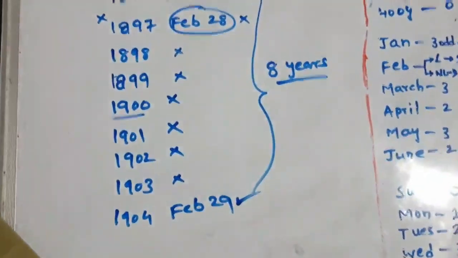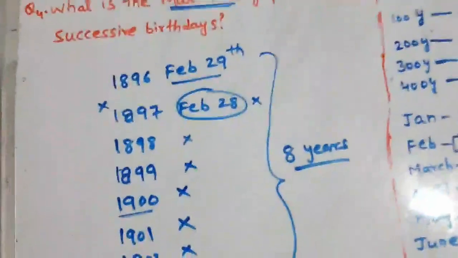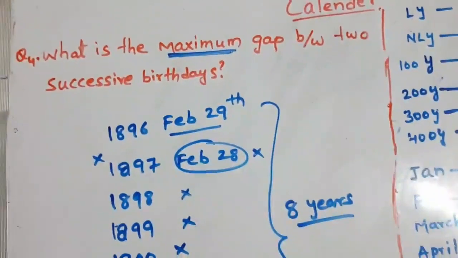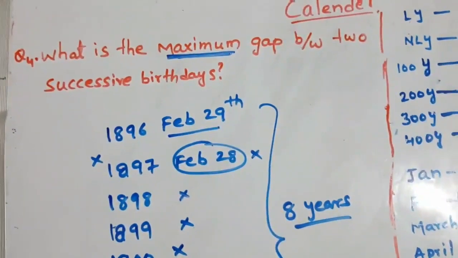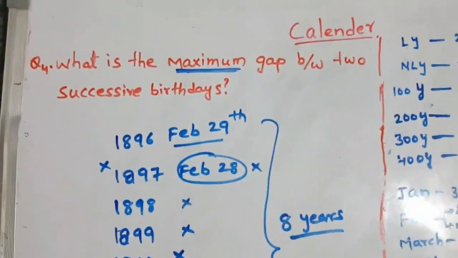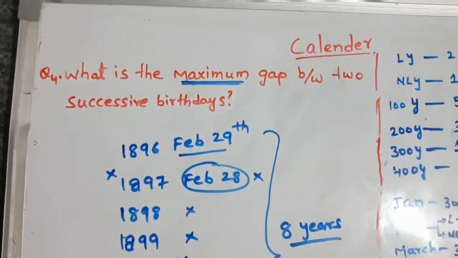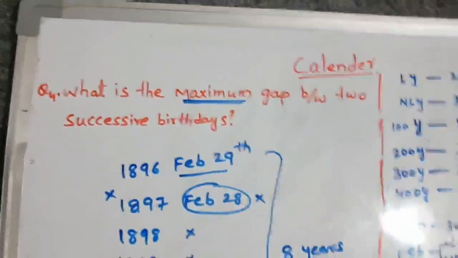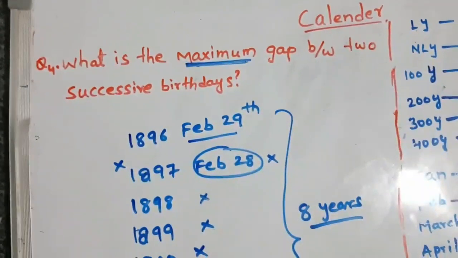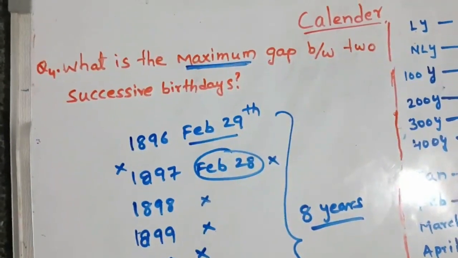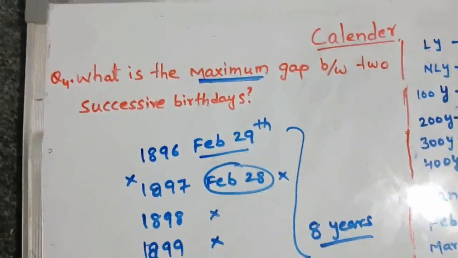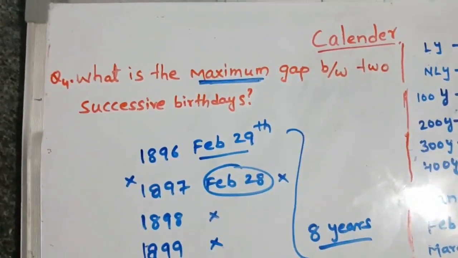8 years. So what is the maximum gap between two successive birthdays? It means 8 years. What is the maximum gap between two leap years? It means 8 years. We will say every 4 years a leap year will occur. This is wrong. Almost right, but if we talk strictly, it is wrong. Sometimes leap years will occur after 8 years.